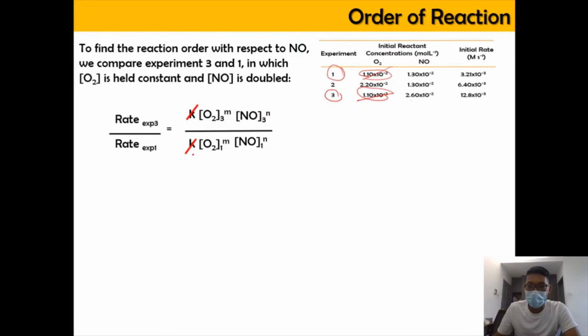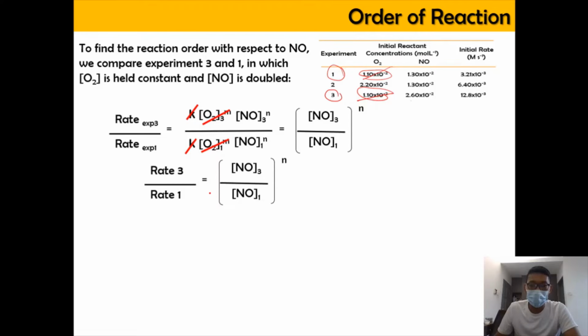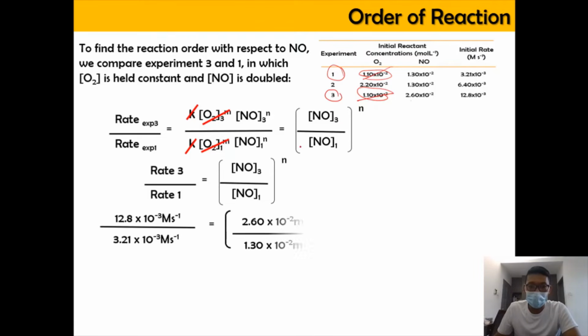So K can be cancelled out, and as you can see here, oxygen can be cancelled out as well. So you know that rate 3 over rate 1 refers to the concentration of NO in experiment 3 and NO in experiment 1. So we can substitute the values, where rate of experiment 3 is 12.8 and rate 1 is 3.2 times 10 to the power of negative 3. And the concentration of NO for experiment 3 is 2.6, and for experiment 1 is 1.3. So just substitute that in.